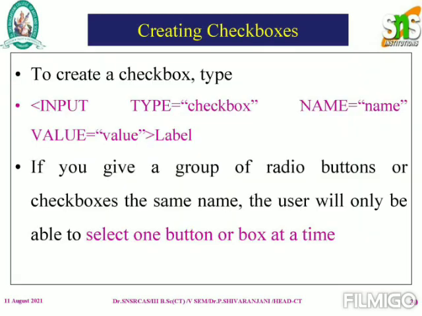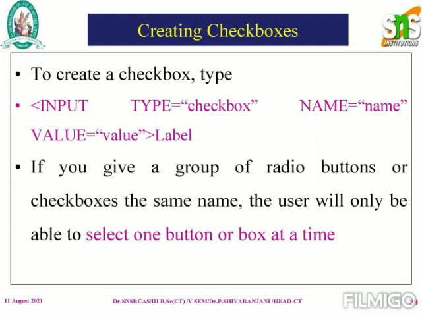So next thing is you're going to create a checkbox. For that you have to type input type equal to checkbox, name equal to name, and the value equal to value, and the corresponding label. So if you give a group of radio buttons or a checkbox the same name, the user will only be able to select one button or a box at a time, right? So this is an example that will explain the concept of your checkbox.